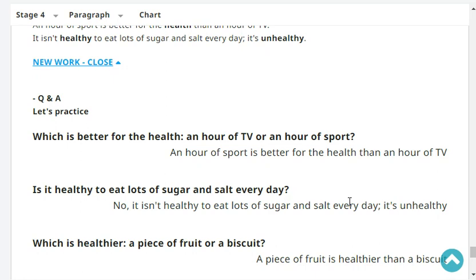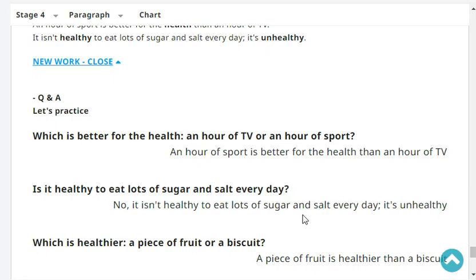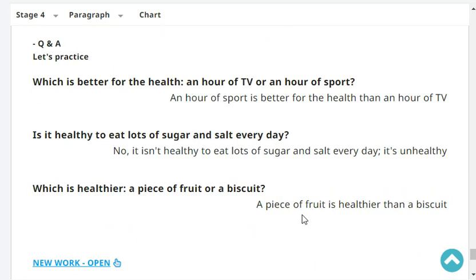Is it healthy to eat lots of sugar and salt every day? No, it isn't healthy to eat lots of sugar and salt every day. It's unhealthy.